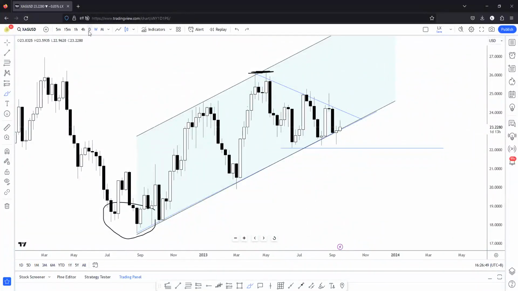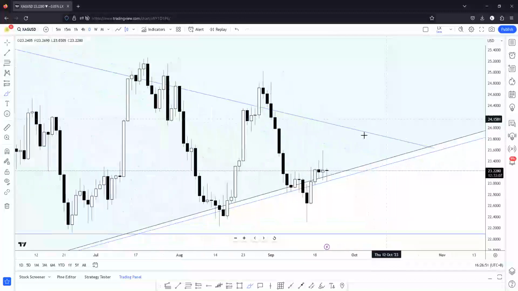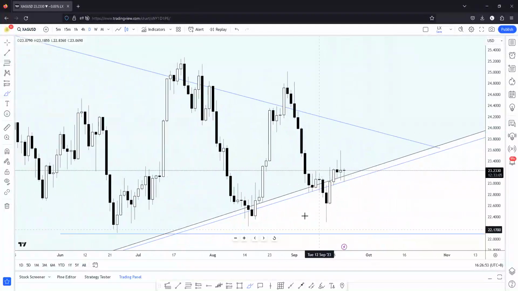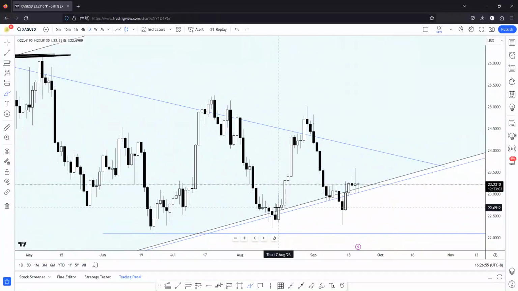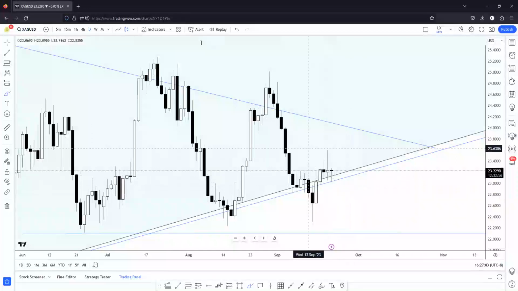So a squeeze here. Now if you take a look at it on the daily, there isn't much that we can see on the daily apart from this. So on the daily time frame, what we have currently, you can see that it's the last region.